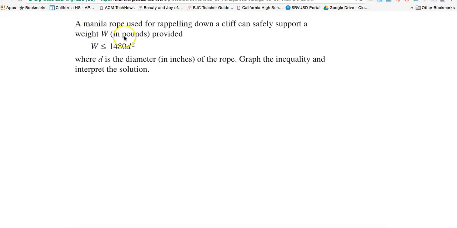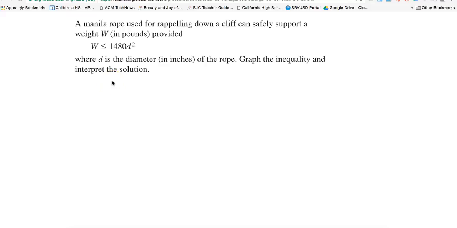It says a manila rope used for rappelling down a cliff can safely support a weight W in pounds, provided W is less than or equal to 1,480 times the diameter squared, where D is the diameter in inches of the rope. Graph the inequality and interpret the solution.